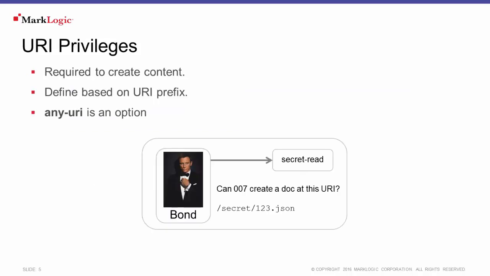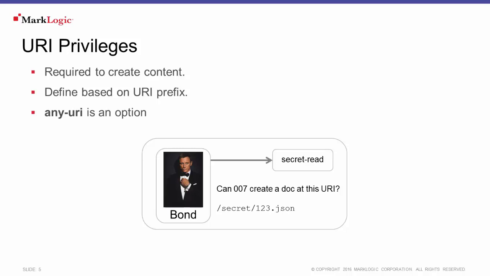So what is a URI privilege? A URI privilege is required in order to create a document in the database. A user must have a role that enables them to create a document at the specified URI prefix. This enables you to create domains of expertise within your user community and give them control over certain parts of your database based on their roles.